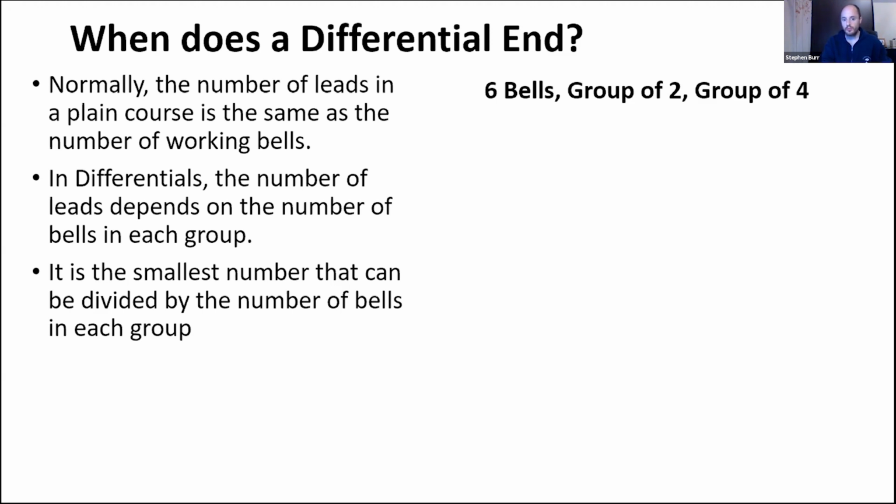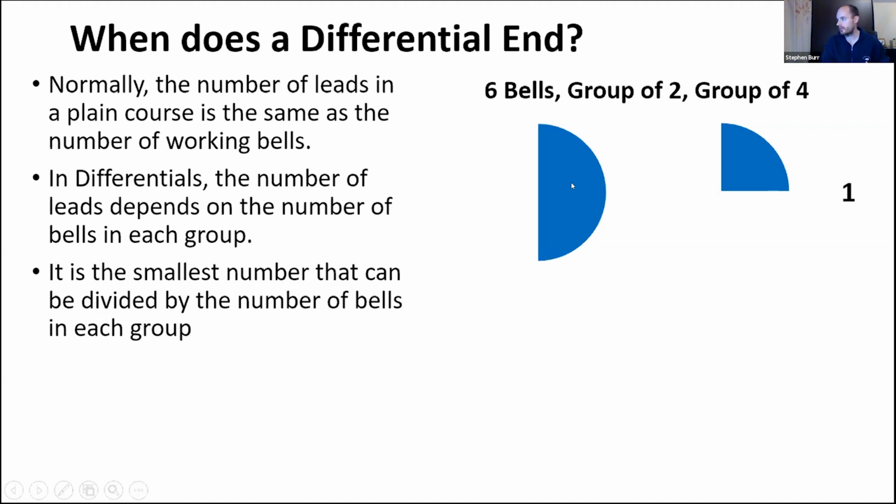Taking the example that we've just looked at, we had 6 bells, 1 group of 2 and 1 group of 4. If we imagine on the left we've got our group of 2 and on the right our group of 4, after 1 lead, the bells in the first group have progressed halfway through their path on the way back to where they started, whereas the bells in the second group have progressed a quarter of the way. Then we ring a second lead. The bells in the group of 2 have made it back to where they started, but we don't have rounds because the bells in the group of 4 are only halfway through getting back to where they began.